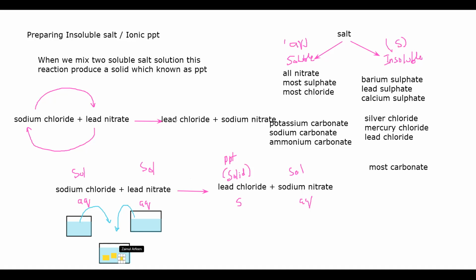And what is this yellow crystal? These yellow crystals are actually lead chloride. The solution, this is sodium chloride solution, this one is lead nitrate, and the resultant solution will be sodium nitrate. So mixing two solutions, if it results in a formation of a solid, we call that precipitation or ionic precipitation. How can I obtain this salt, lead chloride? Which technique should I use to obtain this salt?